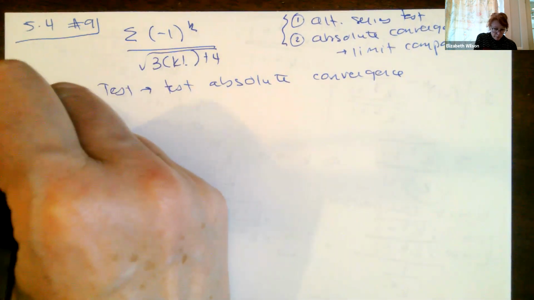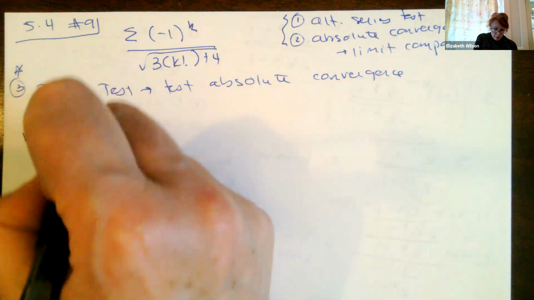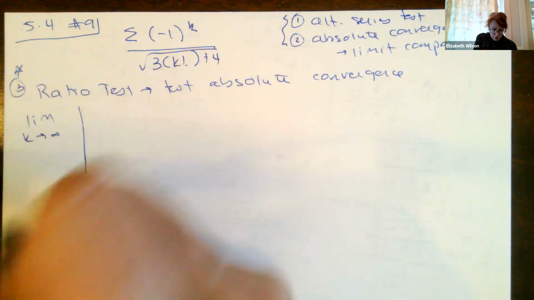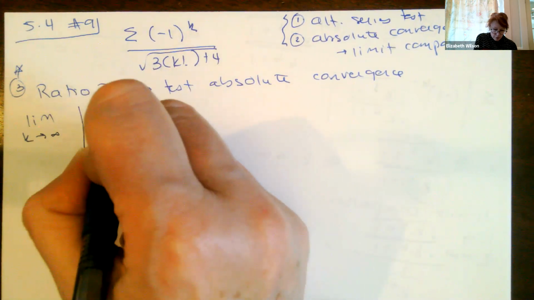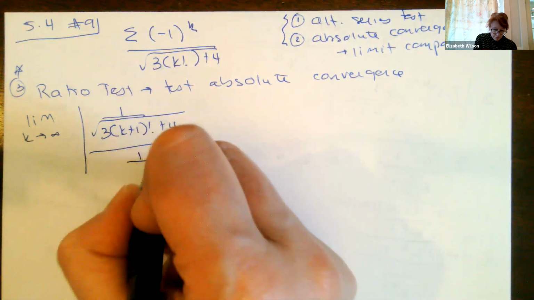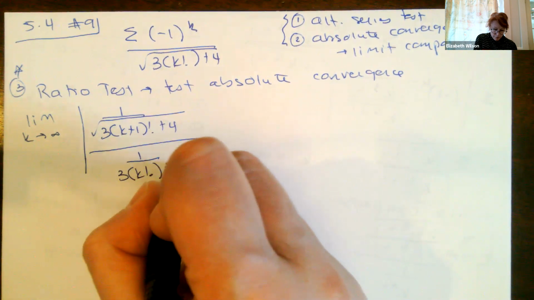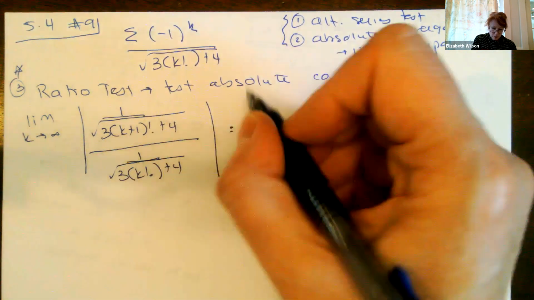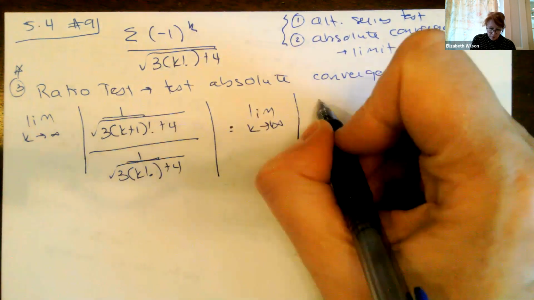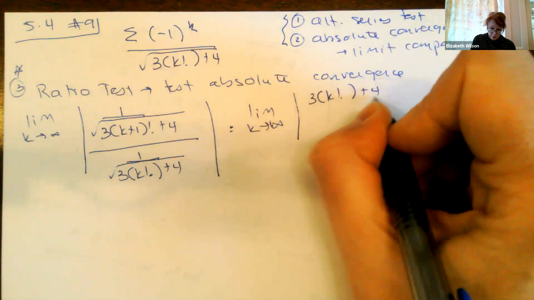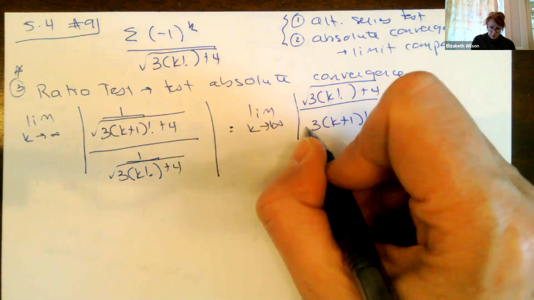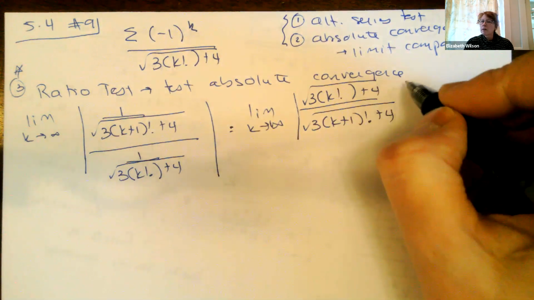So I'm going to take the limit as k goes to infinity. This (-1)^k goes away with the ratio, with the absolute values. So I'm just going to write 1 over radical 3(k+1) factorial plus 4, all over 1 over radical 3k factorial plus 4 there. So let's clean these up, right? And there's an absolute value there.